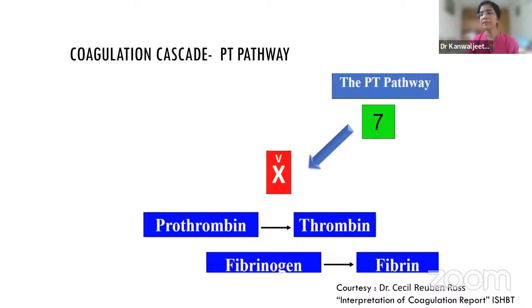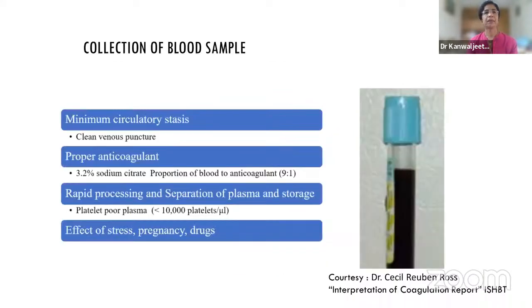Luckily, factor 7 is the only factor in the PT pathway, making our life a little simpler. How the sample is collected is important in the interpretation of the results. Whenever we are taking the sample, it is important that there should be a clean venous puncture. We should not be squeezing the blood for collection of this much blood sample because tissue factor released during the tissue trauma will alter the interpretation of the reports.